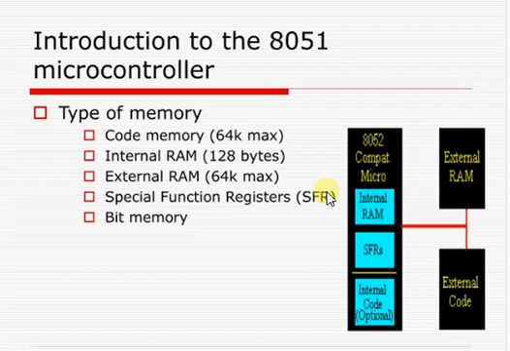Coming to the memory of the 8051 microcontroller, there is a maximum of 64 kilobytes of code memory, 128 bytes of RAM, 64 kilobytes of external RAM at maximum, special function registers and bit memory. If you observe here, this is the memory: internal RAM, special function registers, internal code, this is optional, external RAM and external code.